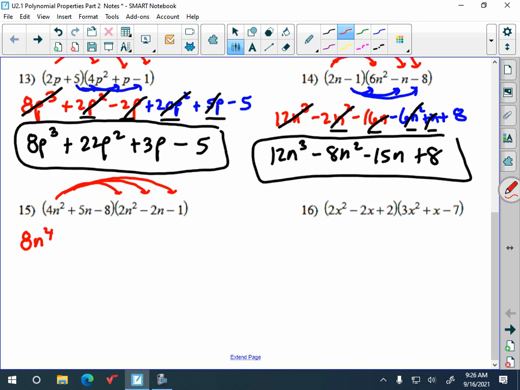All right, so we're going to start with 8n to the 4th.